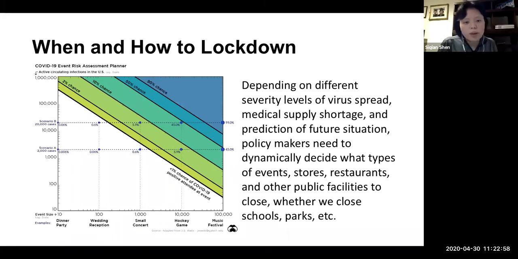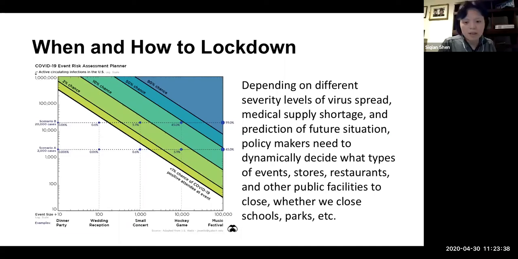The other part is, if we see the disease already spread out, then we need to make this decision, which is lockdown. The lockdown can be done sequentially. It can be done by different types of facilities that we would like to close, just like what we're doing now to reopen the economy. We can also do it sequentially by reopening each part, but not all of them together. This chart tells you different types of events and activities, and what their chance of spreading disease is. The question is how much you can afford in terms of locking down.